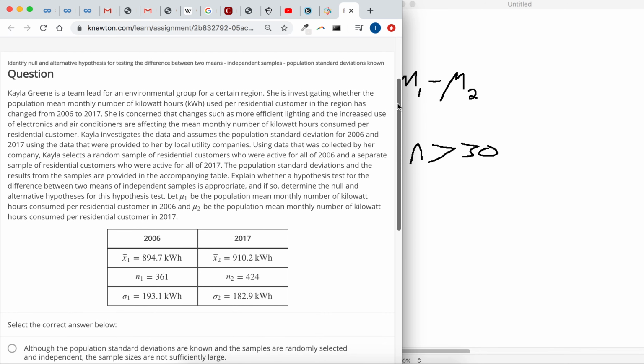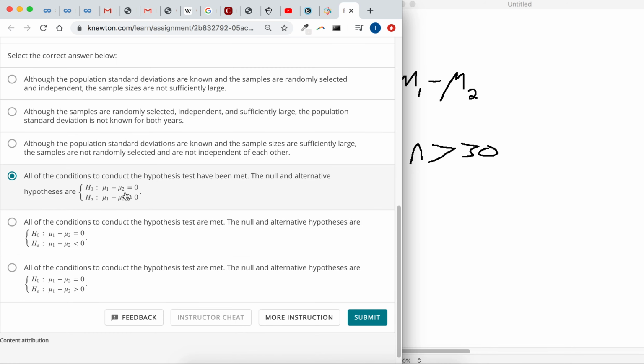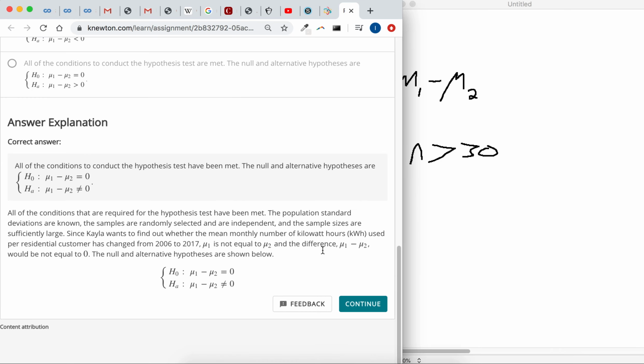So let's go read through here. Kayla is a team lead for an environmental group investigating whether the population mean has changed. She's considered the changes are more efficient lighting, increased use of electronics. She is investigating whether the mean has changed. Just saying something has changed doesn't say whether it's greater than or less than, okay? So that means this is the correct alternative hypothesis, if there's a difference, okay? Because that's that two-sided rejection region.